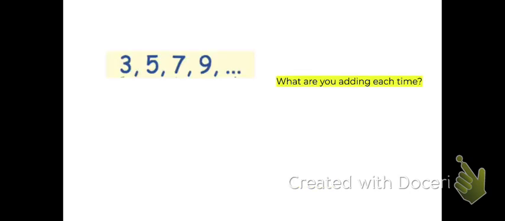Another type of sequence question you might have on the state test is when they give you a sequence and they say, what is the 100th number in this sequence? So it's easy to see we're adding 2 each time here, but you don't want to keep adding 2 over and over and over again to find out what the 100th number in the sequence would be.